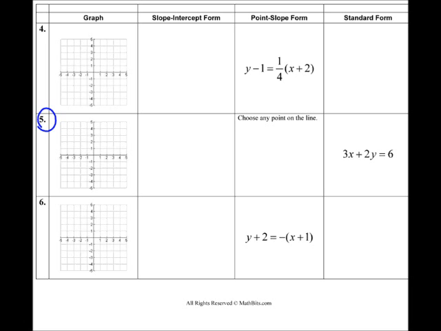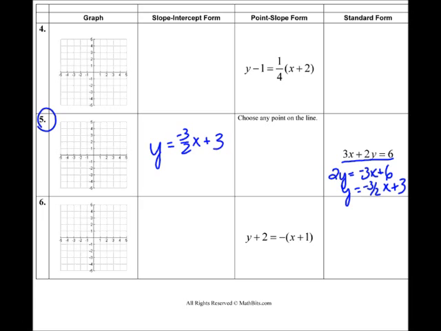This is basically just moving it around, okay? So I can pick any point on the line, and I hope that, oh, this hasn't been graphed for you, so you would want to graph it. So in order to graph it, I'm probably going to put it into slope-intercept form. So I would solve for y. So I would get 2y equals negative 3x plus 6. And then y equals negative 3 halves x plus 3. And then I already have that worked out for me.